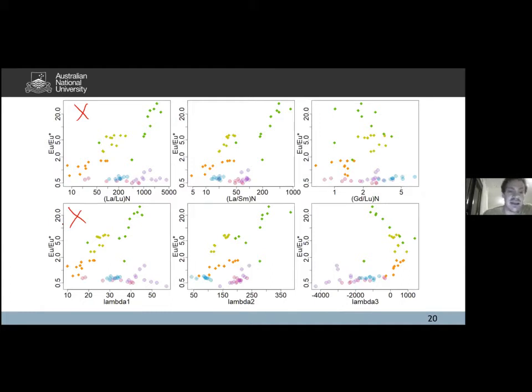Something that you can see, though, is that in the top plot, it looks like this is on a trend, and this is maybe on that trend, or maybe it's a different cluster. In the lambda 1 plot, they look a bit closer to being on a trend. Okay, so it's a bit less noisy.